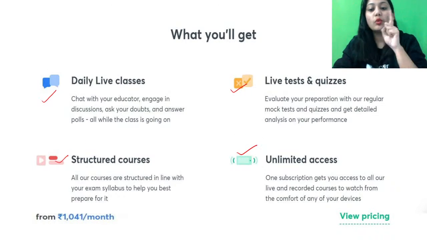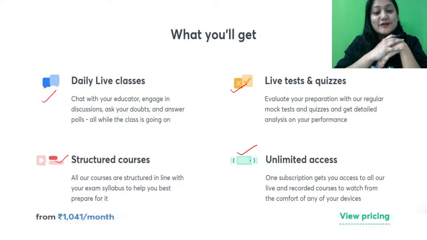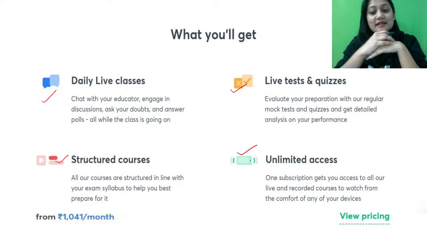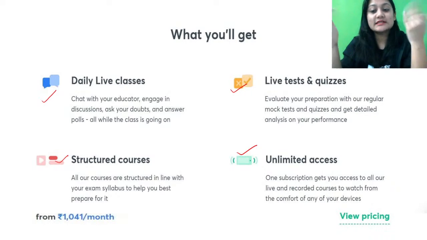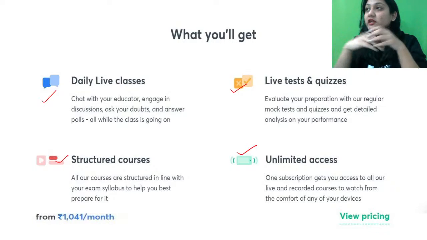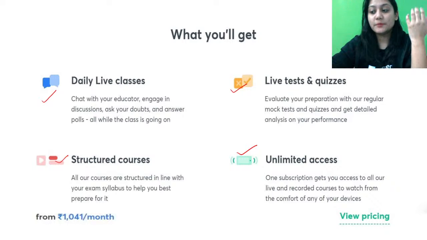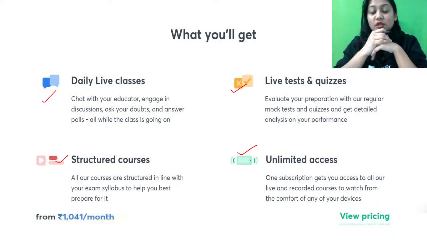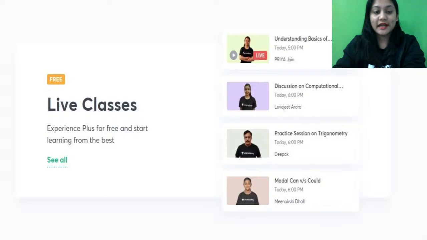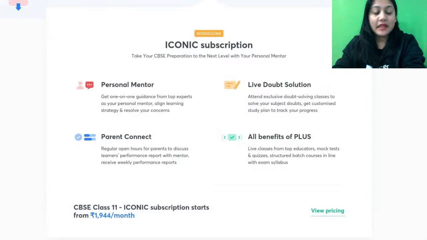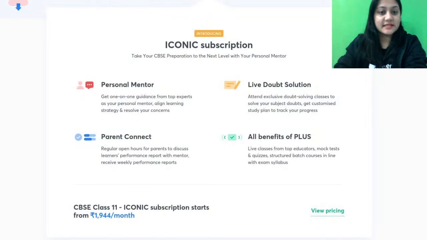Unlimited access means with one subscription. I repeat myself, this is so amazing because with one subscription, you get access to all your live as well as recorded courses to watch, and you can watch them until you are confident and confirmed about the topic. You can watch that particular session n number of times. The only objective of Unacademy is to provide you the best learning experience. The live classes are there, and this was all about our Plus subscription.